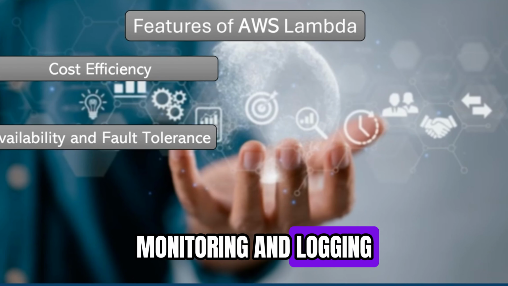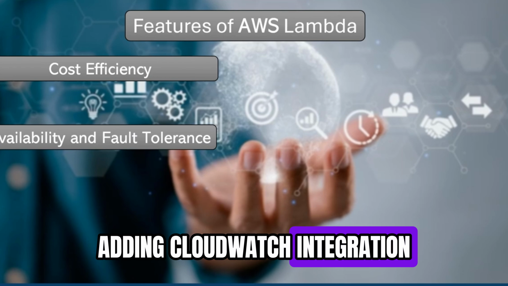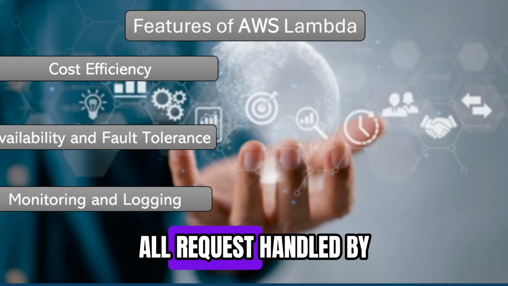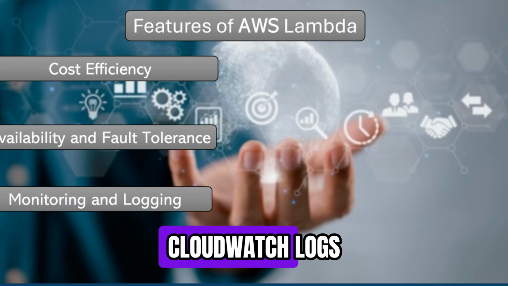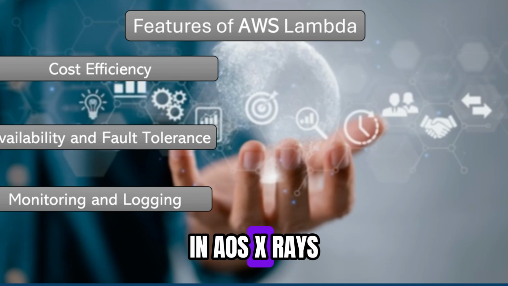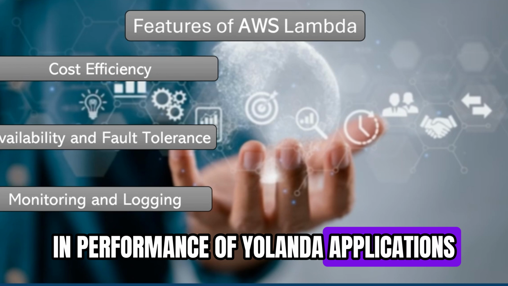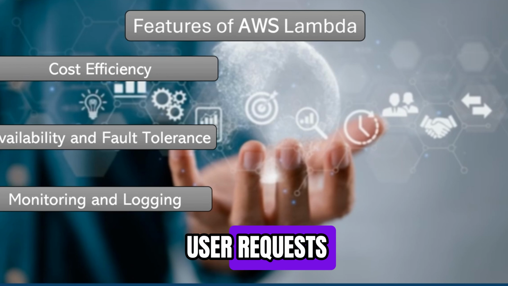Monitoring and logging. It consists of CloudWatch integration and AWS X-Ray. In CloudWatch integration, it automatically logs all requests handled by Lambda to Amazon CloudWatch Logs, providing visibility into function execution. In AWS X-Ray, it provides deeper insights into the performance of your Lambda applications by tracing and analyzing user requests.